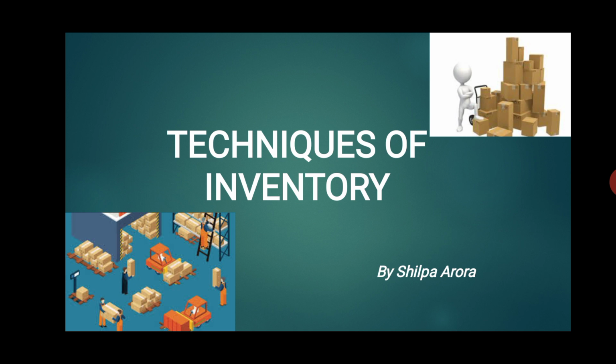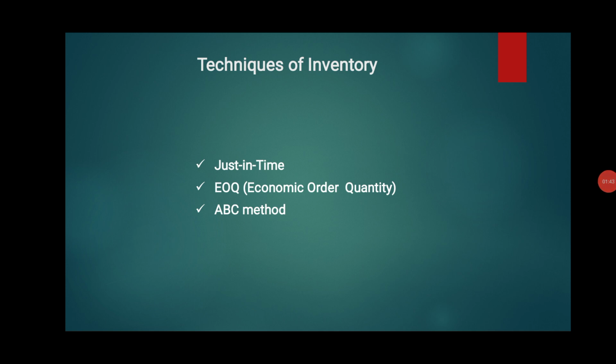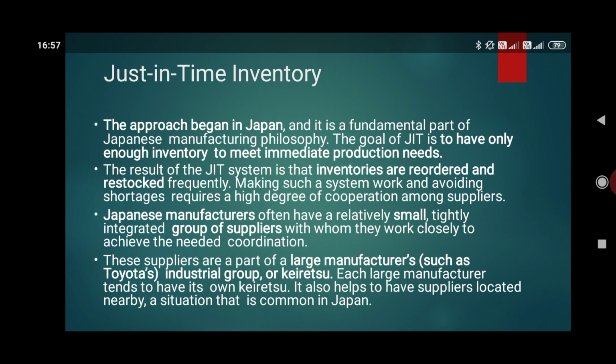To ensure that efficient management of the inventories is maintained, the finance manager may be required to answer certain questions like what should be the size of each order, and at what level should the order for replenishment be placed. So let us deal with these problems with the help of various techniques. These techniques are basically just in time, EOQ, economic order quantity, and the ABC method.